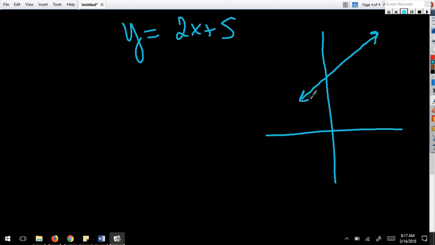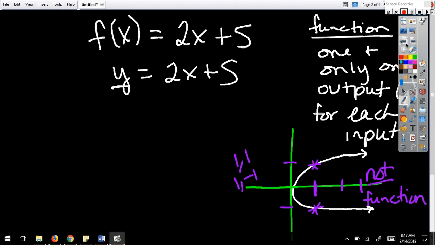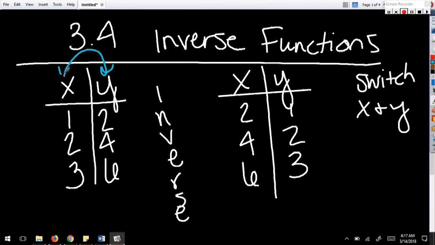How do you think I can find an equation for the inverse of that line? Make the opposite? Make what the opposite? What happened on our T-chart? Look at the T-chart. It went from multiplying by 2 to dividing. Can you see that they literally switched places, the x and the y?